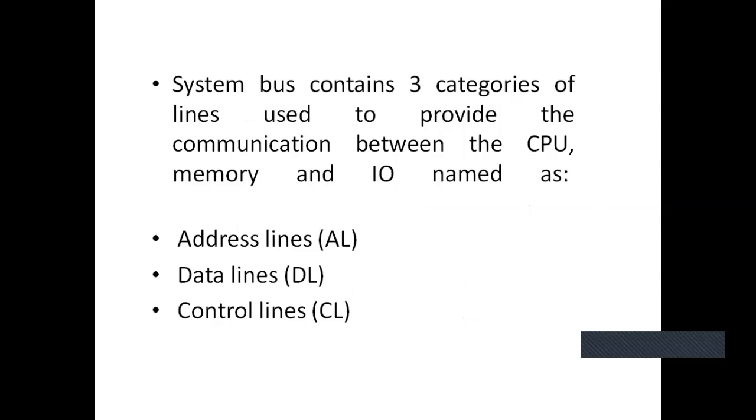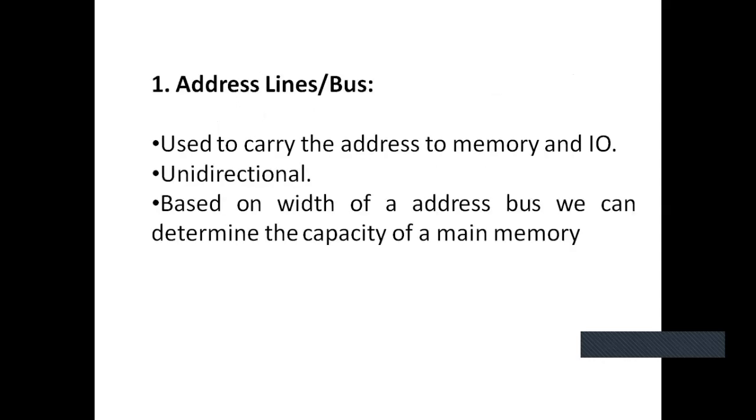So the system bus contains three categories of lines used to provide the communication between the CPU, memory, and input output devices. The types of buses or categories are the address bus, also called address lines; the data bus, also called data lines; and the control lines. These are represented by AL for the address bus, DL for the data bus, and CL for the control bus. First of all, we will discuss the properties of the address bus or address lines.